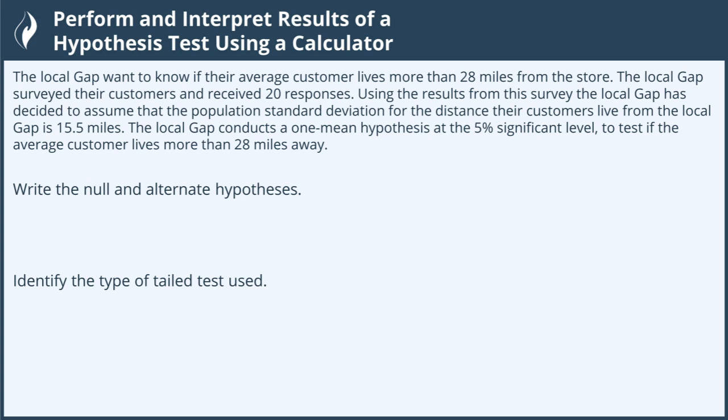So this is a question where we are going to perform and interpret a hypothesis test. In this question, the local Gap owner wants to know if their average customer lives more than 28 miles from the store. So we are assuming that the null hypothesis states that the average customer lives 28 miles from the store.